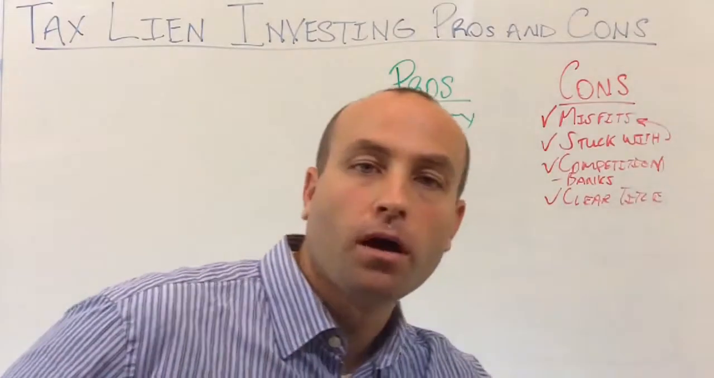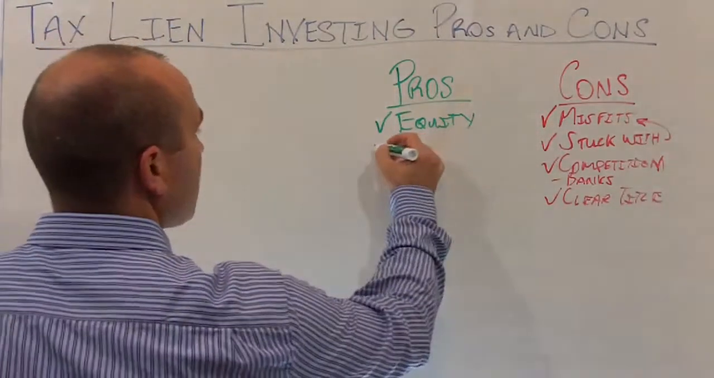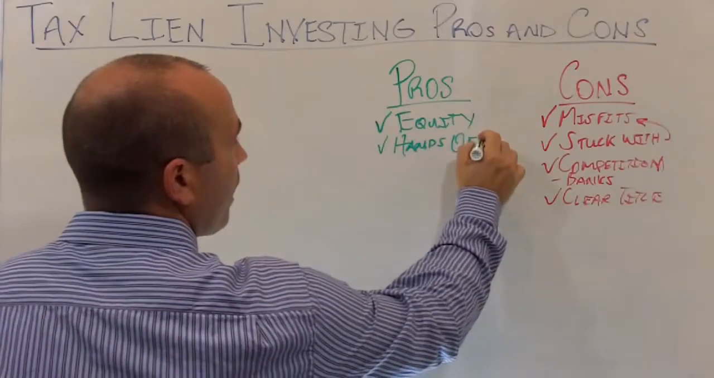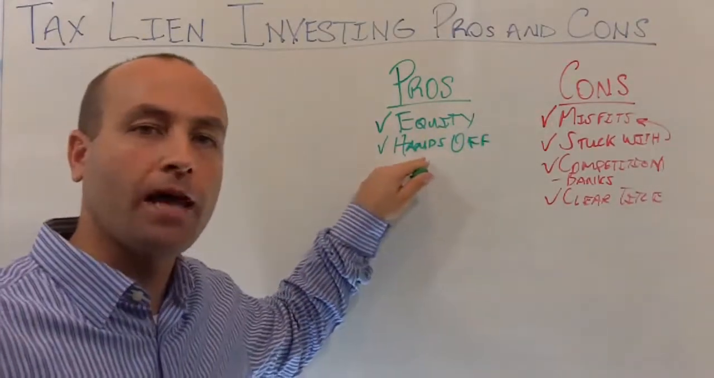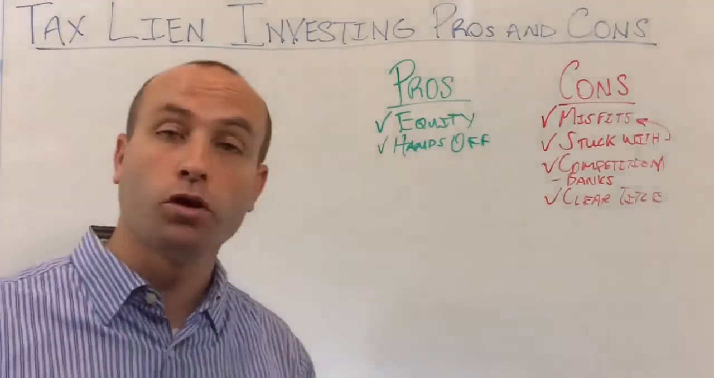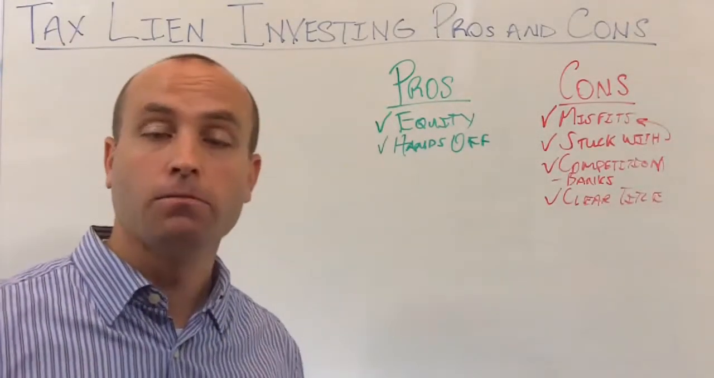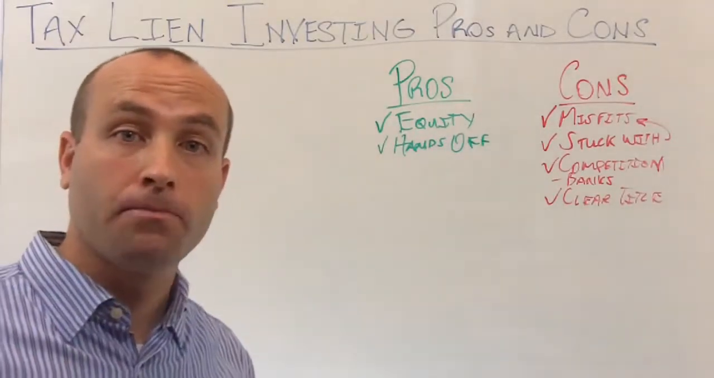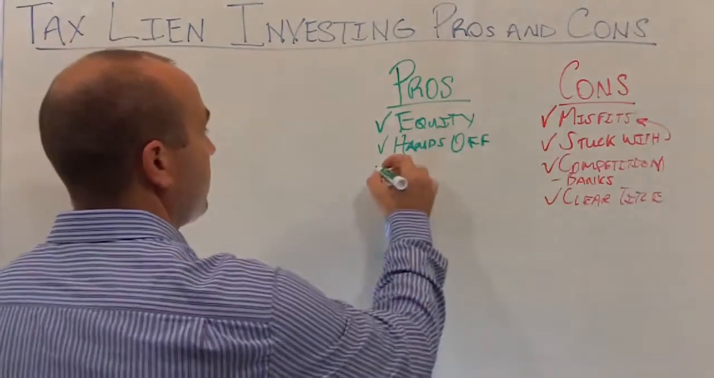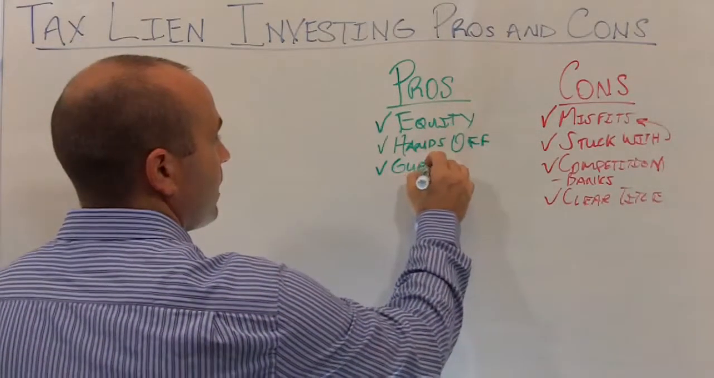So, what's a pro? In a lot of cases, I'm going to argue it's hands-off. Now, it's not hands-off in the beginning, when you have to actually choose which one you're buying, but it becomes hands-off once you buy it. You set it, you forget it, you move on. So that's definitely a benefit. And I suppose we need to talk about the pro of a guaranteed interest rate. That's nice.